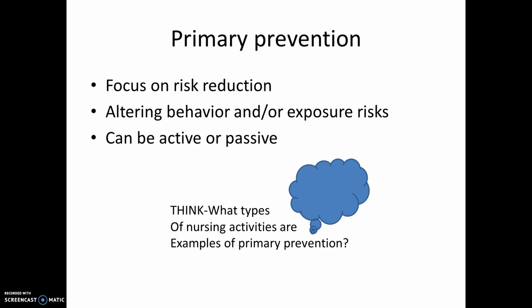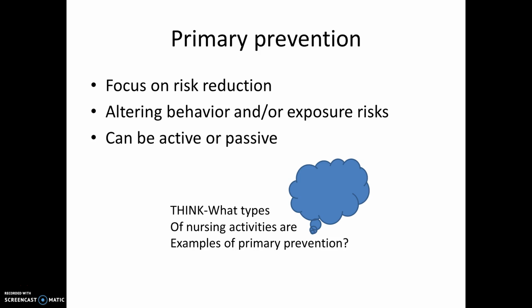The second principle to really understand with primary prevention is that it is focused on altering behavior and/or exposure risks. For example, asbestos is a known carcinogen, and there has been national legislation and policy created to eliminate the use of asbestos in housing, for example. Primary prevention can be an active activity or a passive activity. When we think of passive primary prevention, it is what our cultural beliefs and value system may influence as far as prevention.